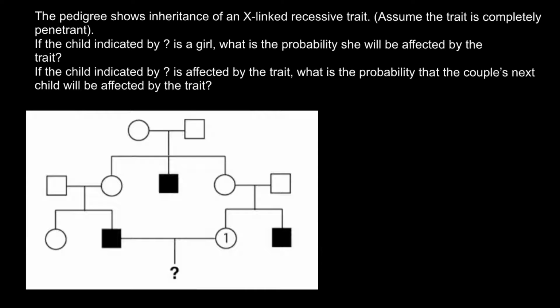And second question, if the child indicated by the question mark is affected by the trait, what is the probability that the couple's next child will be affected by the trait? So how are we going to solve this problem?